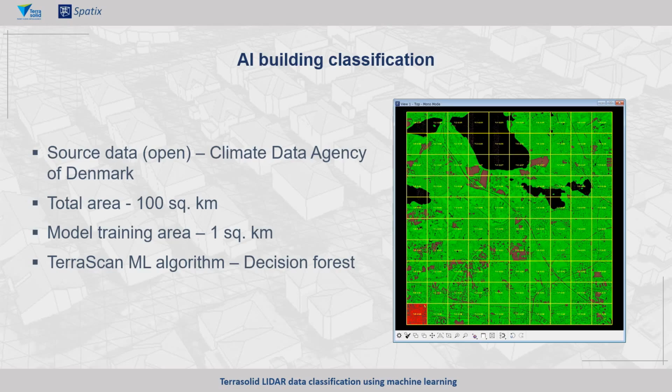This test used open lidar data downloaded from the website of the Danish Climate Data Agency, 100 square kilometers. 1% of the data, 1 square kilometer, is classified, the square in the lower left corner, and it will be used to train the model. The remaining 99% will be classified automatically using the trained model. I will cut out long calculations from the video and let's get started.